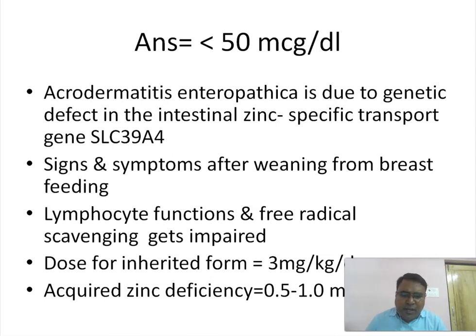The dose of zinc in acrodermatitis enteropathica is 3 mg per kg per day. In acquired zinc deficiency, the dose of zinc is 0.5 to 1 mg per kg per day. Another thing, acrodermatitis enteropathica is the one condition where lifelong zinc is to be given. Another condition is Wilson disease, but in Wilson, zinc is the second treatment option. First is penicillamine, but in acrodermatitis enteropathica, the first treatment is zinc, which we need to give lifelong.